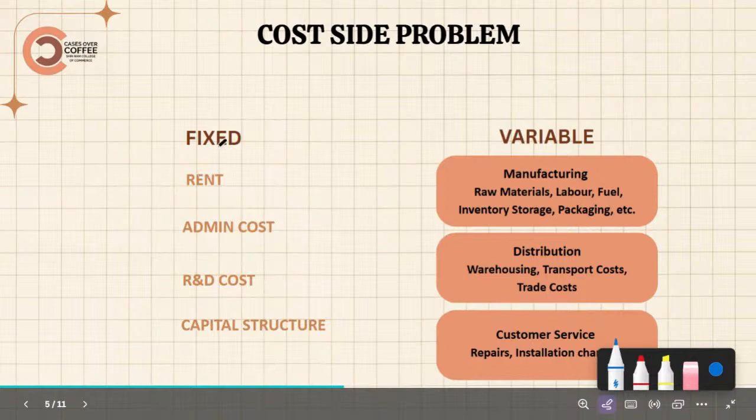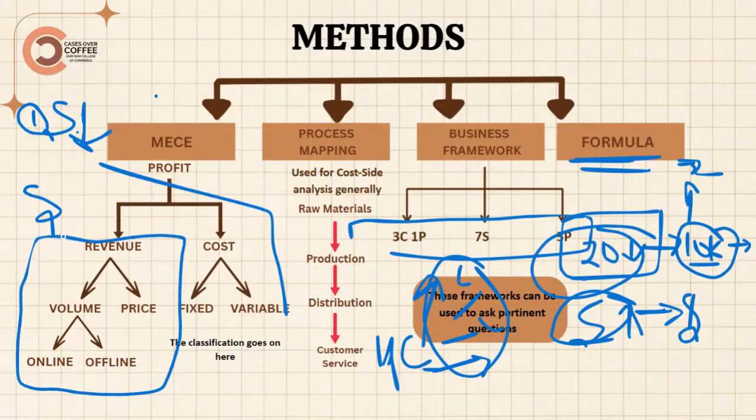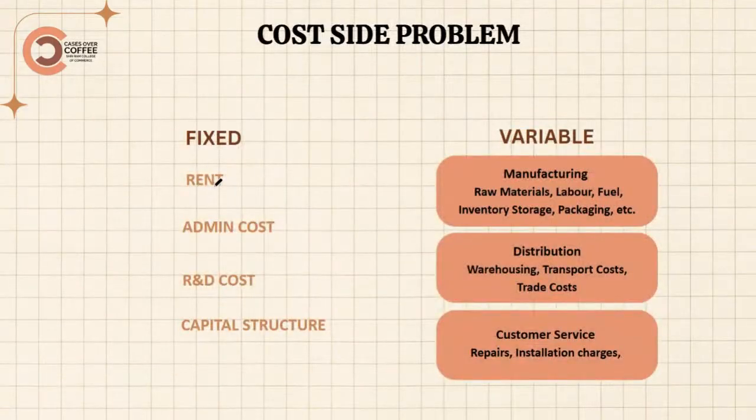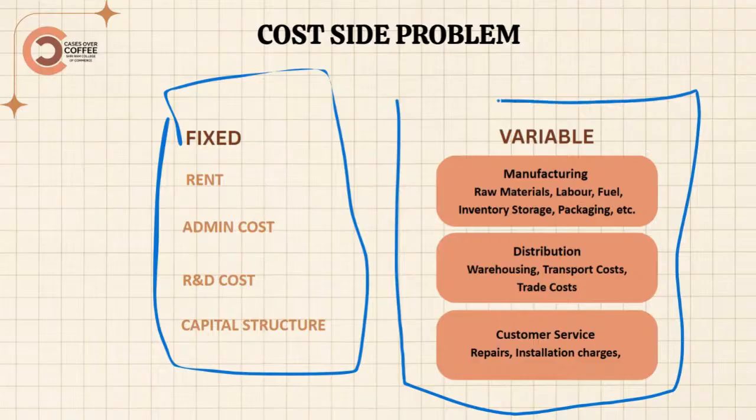Okay, now this is something. The problem can lie on the revenue side, or the problem can lie on the cost side. So let's explain this with the cost side. Now on the cost side, we have fixed costs, and then we have variable costs. So how do you actually solve a problem in this scenario?